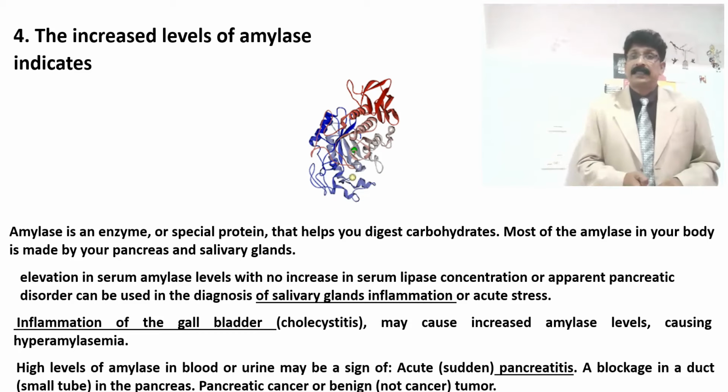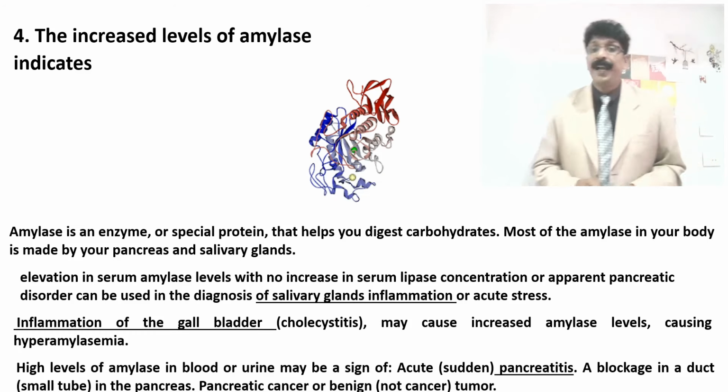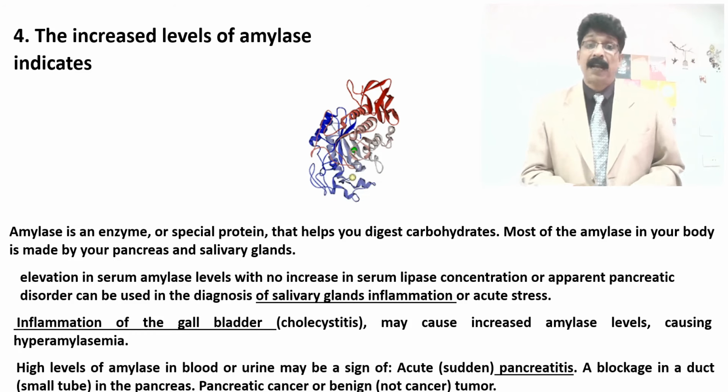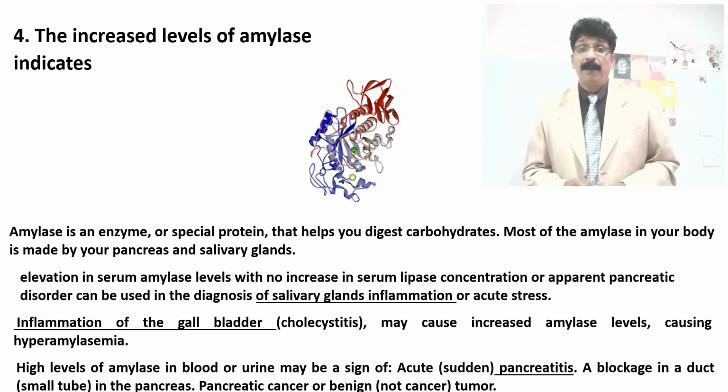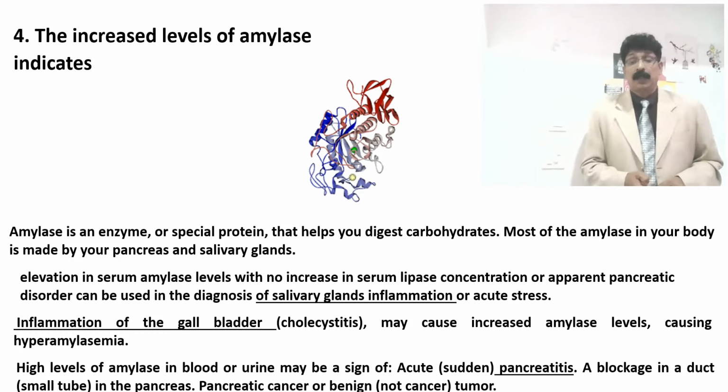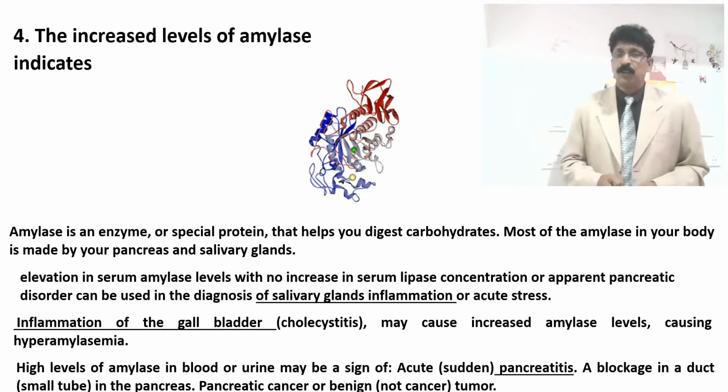High levels of amylase in blood or urine may be a sign of acute, sudden pancreatitis. Acute pancreatitis is due to this elevation of amylase in blood. A blockage in a duct, a small tube in the pancreas, and pancreatic tumors, even cancer, can also be seen.